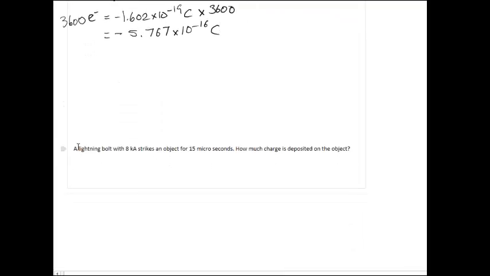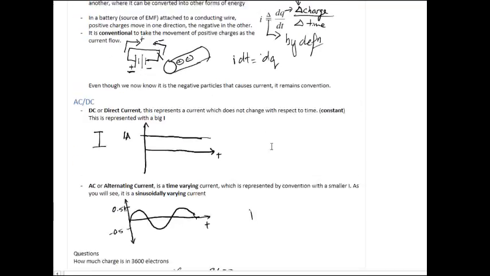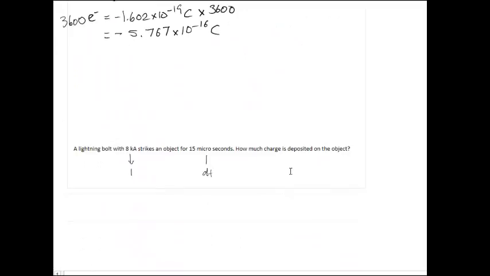Okay, so the next question that we have is, a lightning bolt with 8 kiloamps strikes an object for 15 microseconds. How much charge is deposited on the object? So we know that kilo means 1,000, right? What we're given is the current, which is I, and the time, which is dt. So the unknown here, if we look at this equation that we can use, is the amount of charge, which is the change in charge, since we know the change in time and the current. This relationship we found before, which was defined mathematically by definition, was this, right?